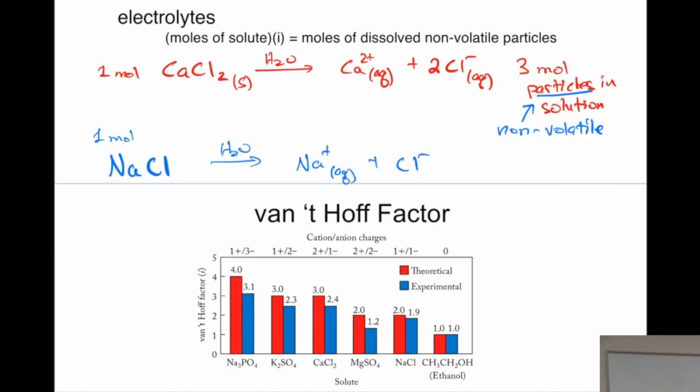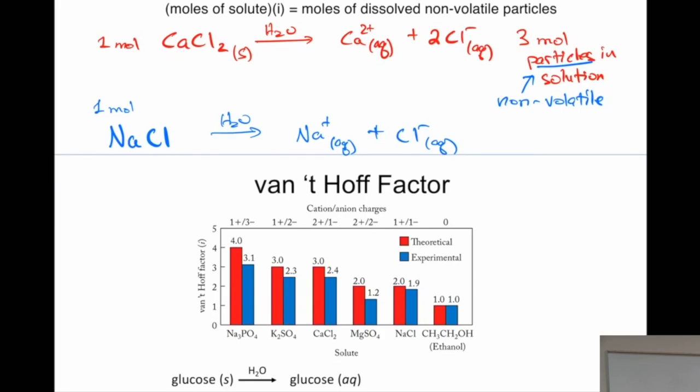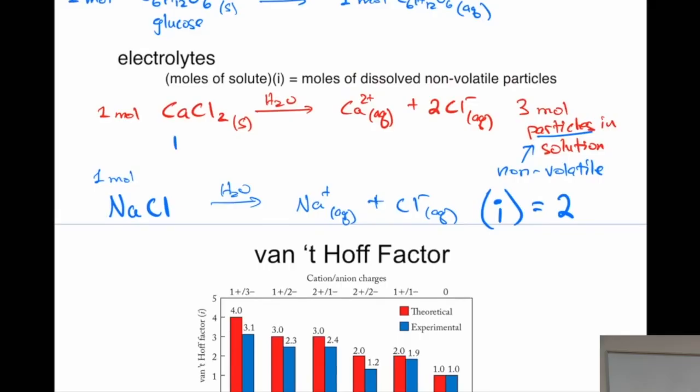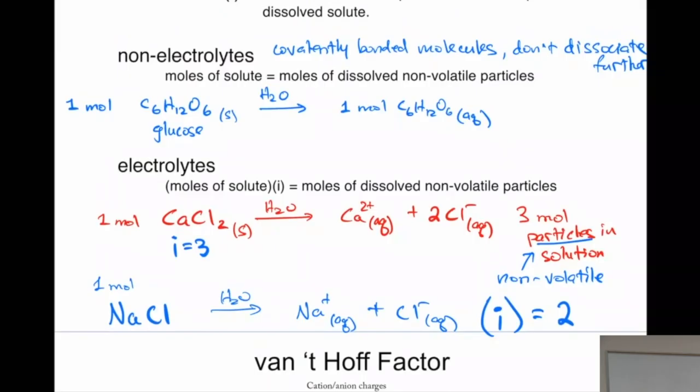2. You do need to know your ionic compounds, okay? But again, this is Gen Chem 2, so I would expect you can all recognize that. So this is what we call the Van 't Hoff factor. The i, that's what we use for Van 't Hoff factor. i is equal to 2 in this case. For calcium chloride, i is equal to 3. For glucose, i is equal to 1. And we're going to use that as a simple multiplier.